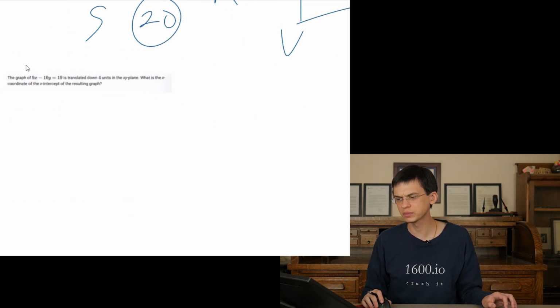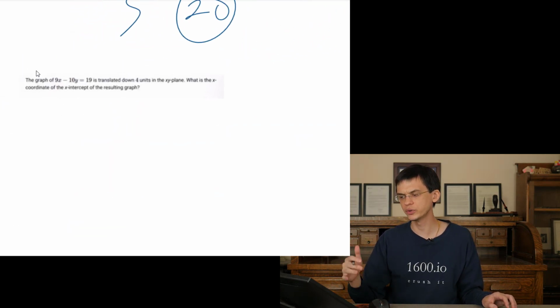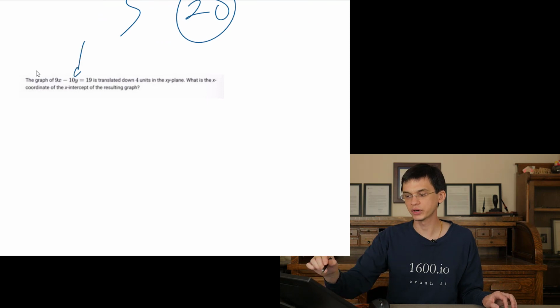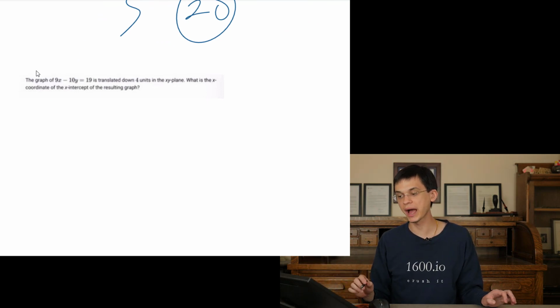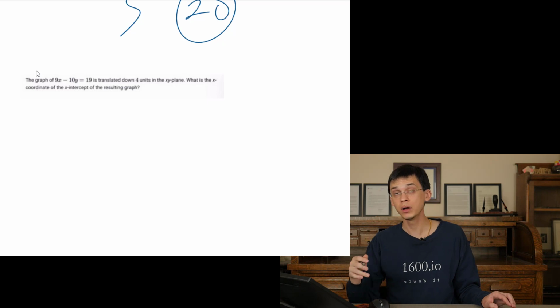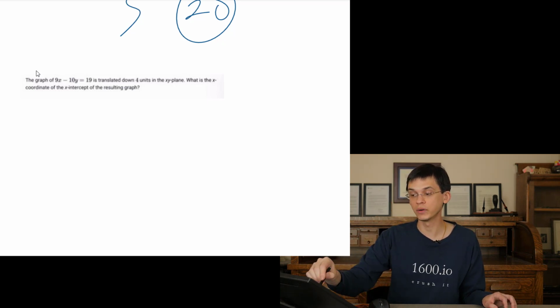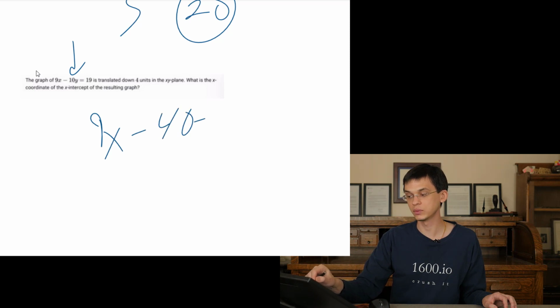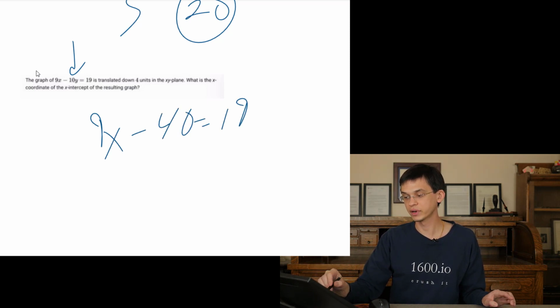The graph of 9x minus 10y is translated 4 units down. The best way for me to do this, if it's translated 4 units down, they're asking us for the x-intercept of the graph. So the x-intercept is the x value when y is equal to 0. That's the same thing as finding the value of our initial equation when y equals 4. So 9x minus 40 equals 19. Add 40 to the other side, x equals 59 over 9.